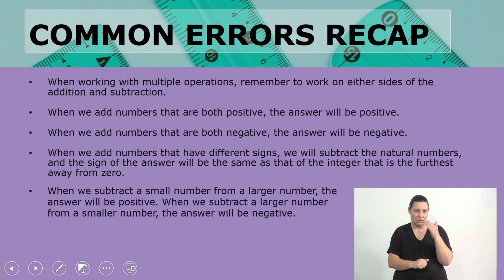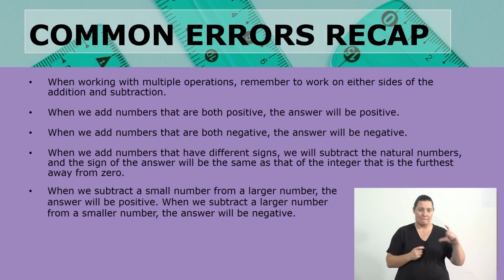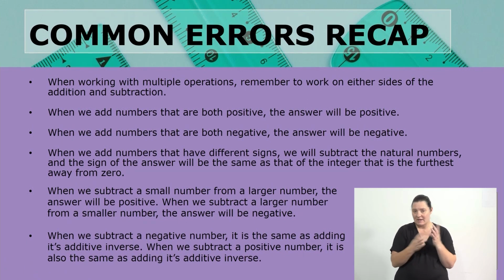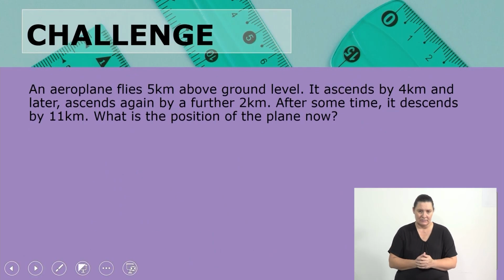When we subtract a small number from a larger number, the answer will be positive. And when we subtract a larger number from a smaller number, the answer will be negative. And lastly, when we subtract a negative number, it is the same as adding its additive inverse. And when we subtract a positive number, it is also the same as adding its additive inverse.